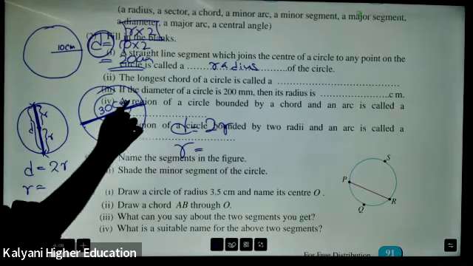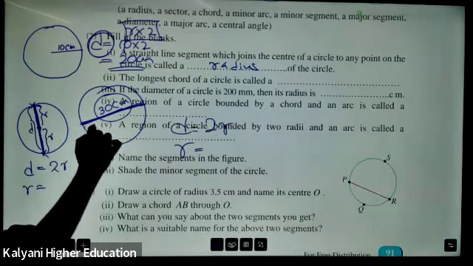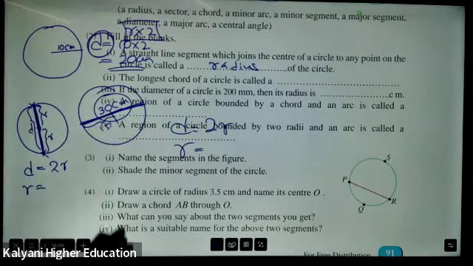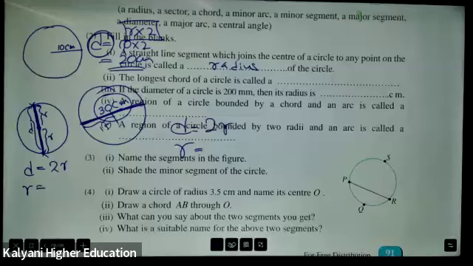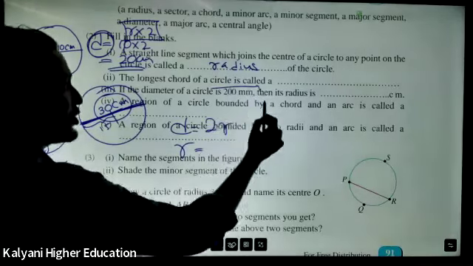How did you get this as 15? I said 30. You said the radius is 15. What did you do? Divide by 2. Divide by what? 2. Divide by 10, or divide by 100? Divide by what? 2. Divide by 2 means, for example, you think there is a chocolate.